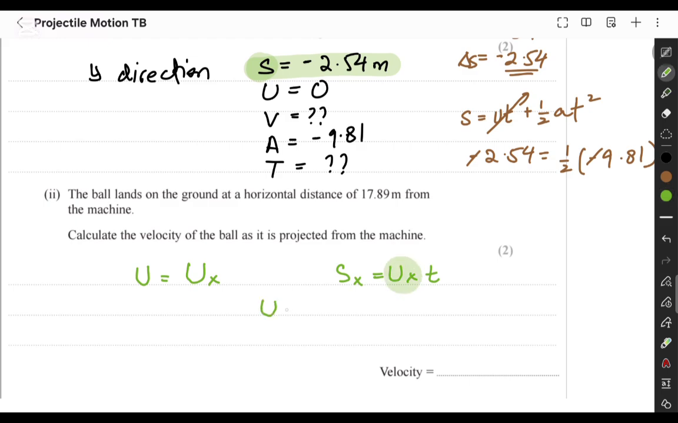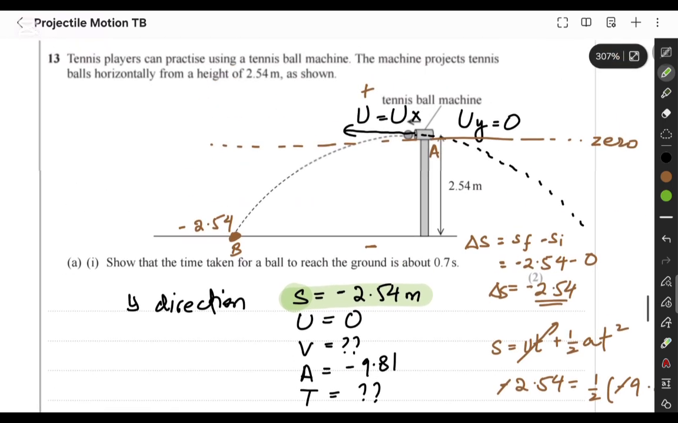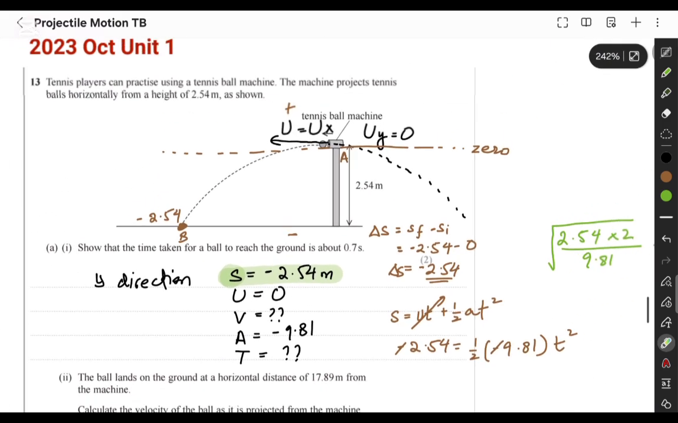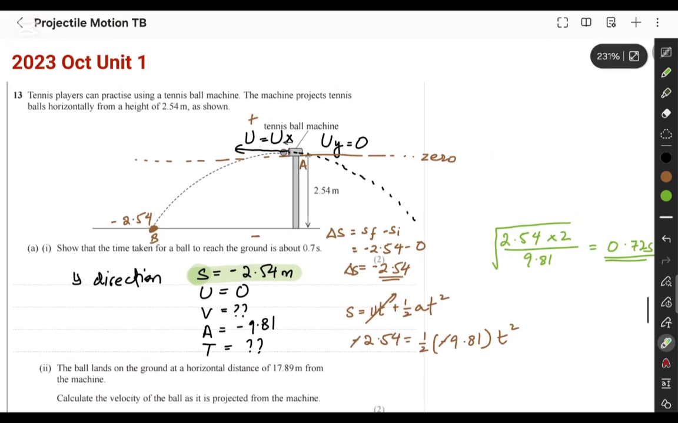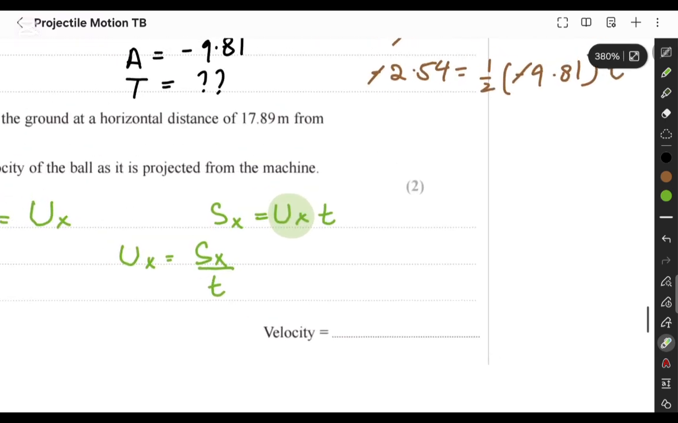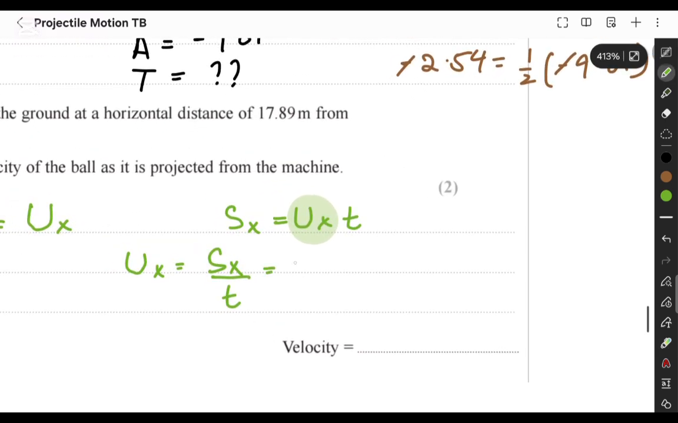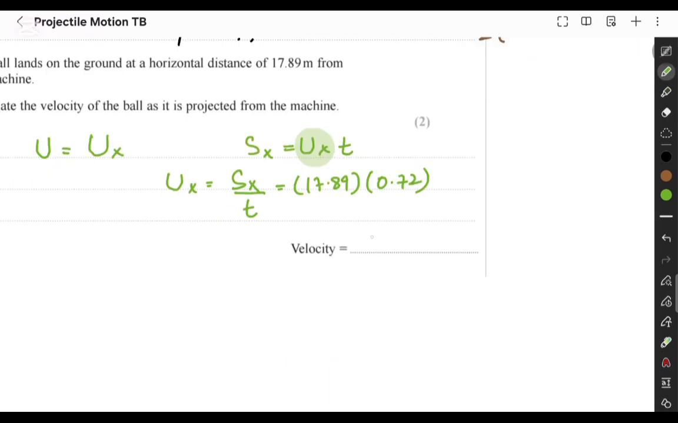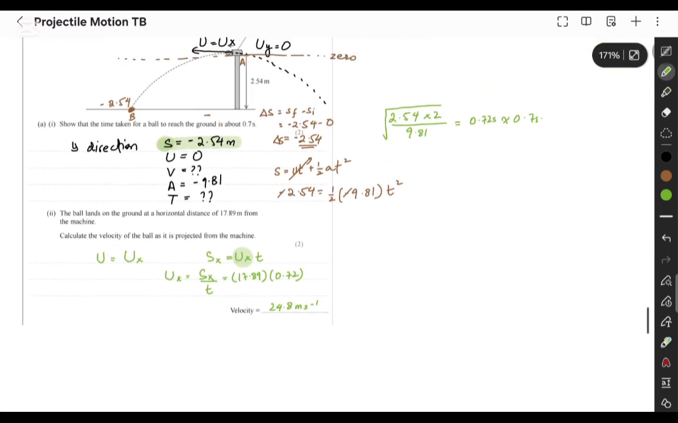So I'm going to make ux the subject: ux equals Sx divided by t. The horizontal distance to go from A to B, they have given to us, and we know the time taken to go from A to B, which we found out. So we just have to plug those in: 17.89 divided by 0.72. That's going to get me the answer as 24.8 meters per second. Okay, so that's all for part A.